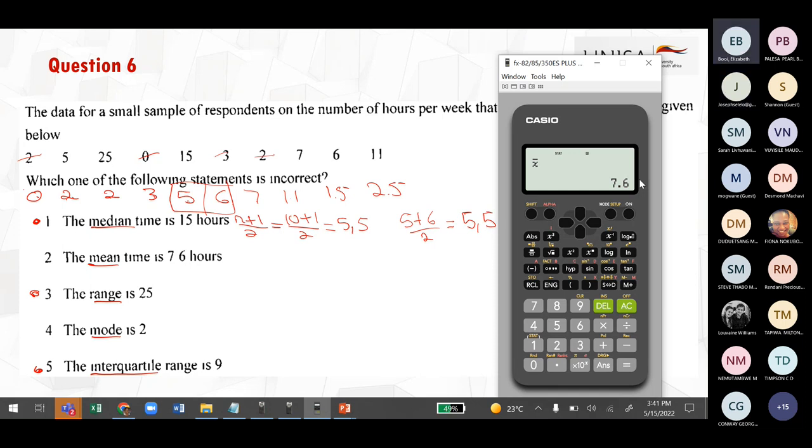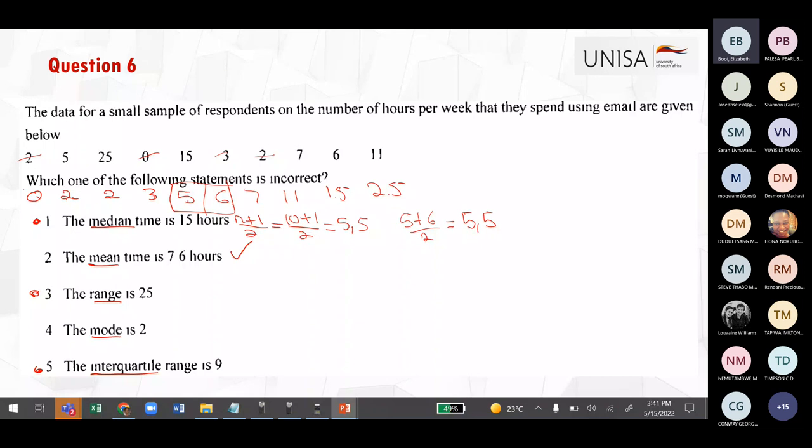Absolutely. So I'm just playing with the calculator so that you get more chance to look at how we do it with your calculator. The range, the highest minus lowest, which is 25 minus 0. There. Which is 25, right? Which is correct.